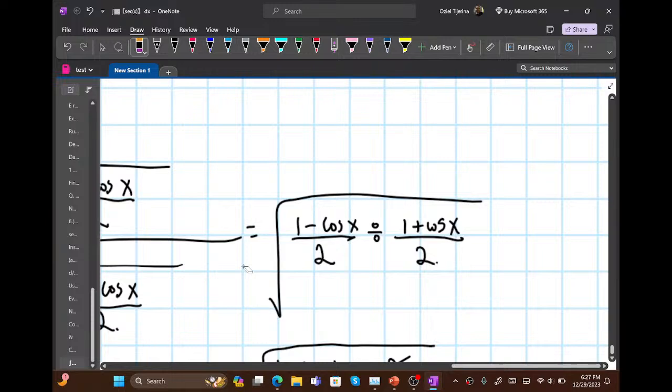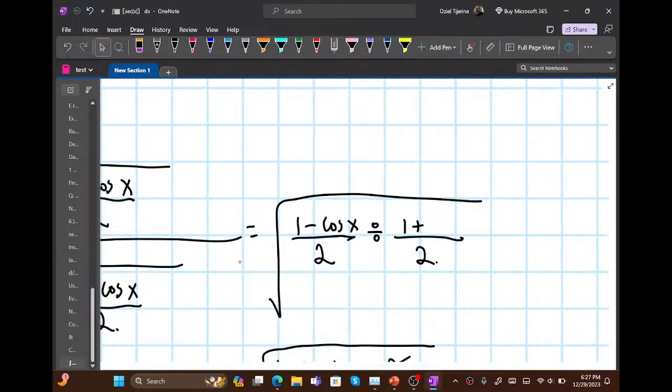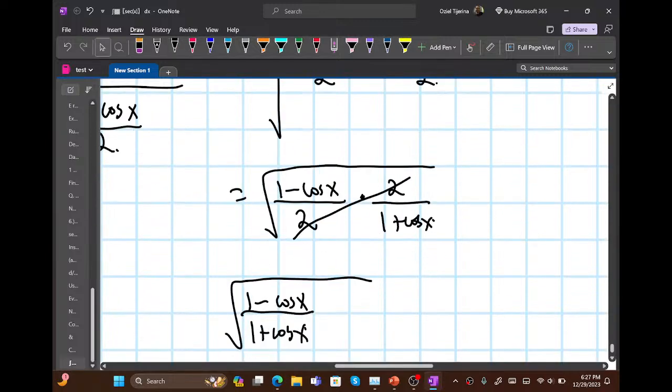Oh, I'm sorry. This is supposed to be cosine. It looked like a W. Thank you. That was cosine. Cosine x. 1 plus cosine x. It's not W, it's cosine. It just looks weird. I rewrote it. My bad. Okay.